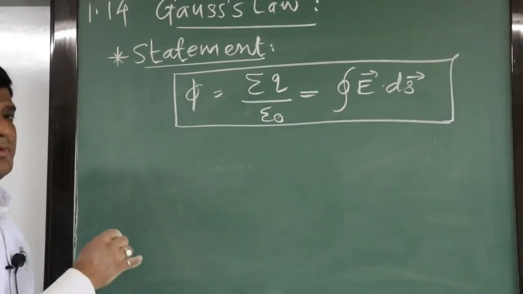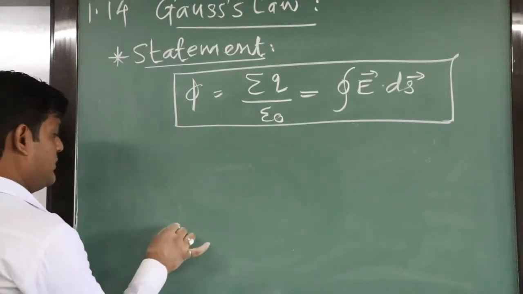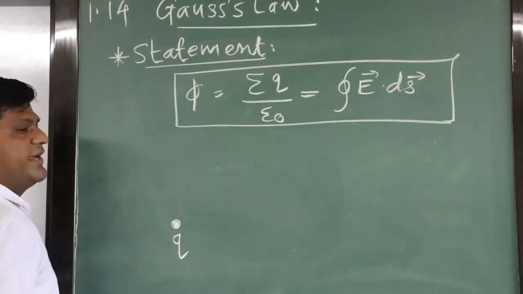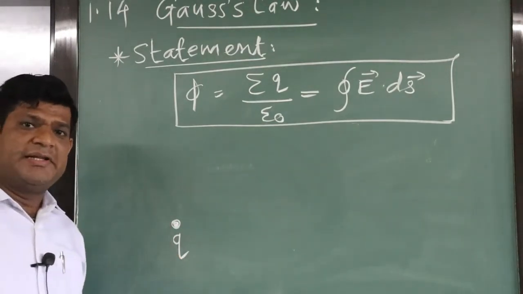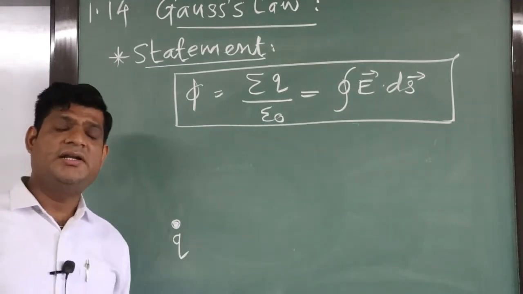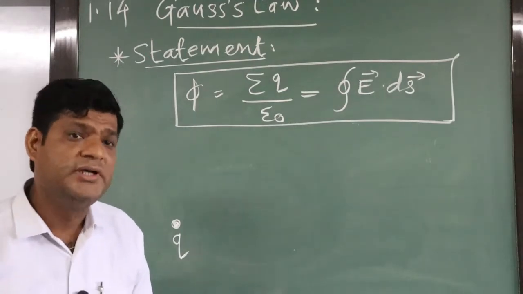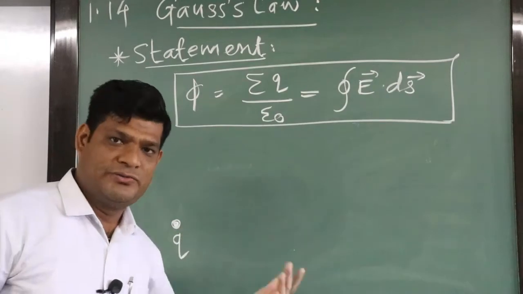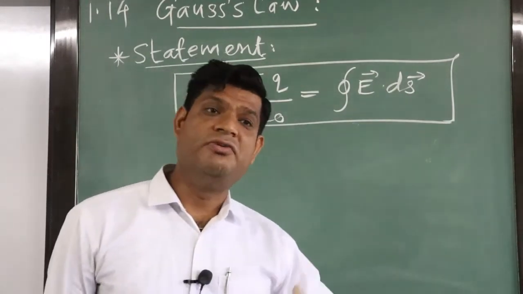See, for that purpose now we are going to prove the Gauss law. Suppose we are having a charge q. Around the charge there is a presence of electric field in all directions, radially inward or outward. If the charge is positive, the electric field will be radially outward. If the charge is negative, electric field will be radially inward, right?